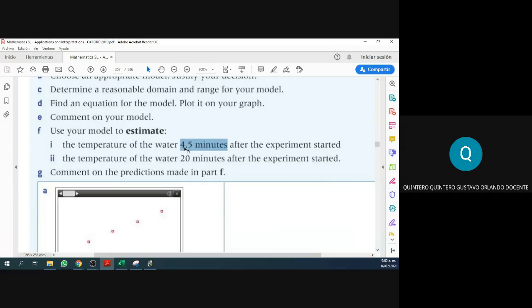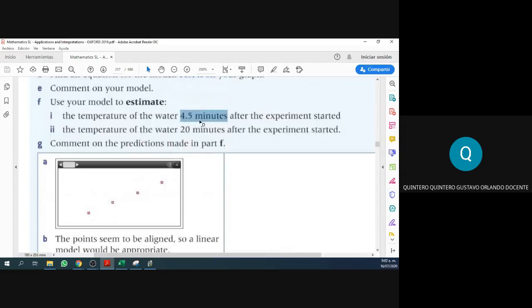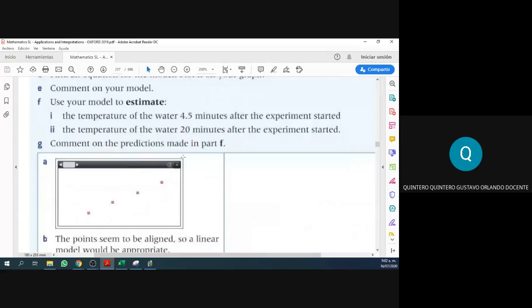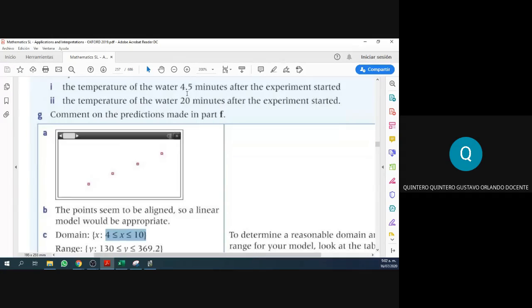How are we going to know? Take a look at the value and look for the value in your domain and in your range. Look, since we're looking for 4.5 minutes, we know that minutes is the domain. And look at that. 4.5 is between 4 and 10. Remember, if we are looking for a value inside the domain, then we are interpolating. So in this case, 4.5 minutes is inside the domain. We are interpolating in this case.